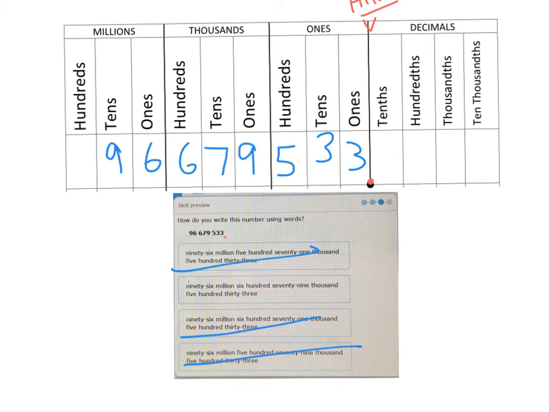Now covering up the thousands, covering up the decimals, just looking at this. 533. Yep, so let's double check. 96 million, 679,000, 533, and our invisible decimal, and. One thing to just pay a little bit of attention to in terms of the wording here, so we solved that one, by the way.